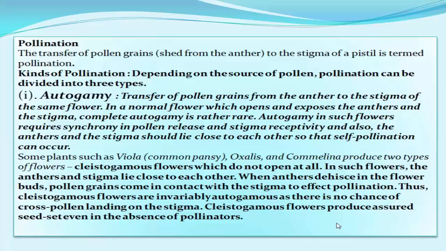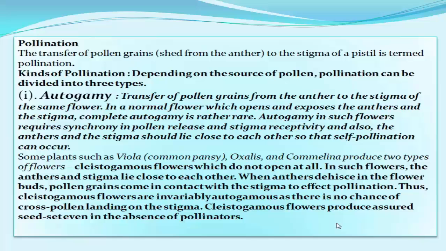In autogamy, the pollen grains from the anther are transferred to the stigma of the same flower. So both stigma and the anther are belonging to the same flower. From the same flower, the pollen grains are transferred to the stigma. Such a pollination is called autogamy. And autogamy is not a rule in all the angiospermic flowers.